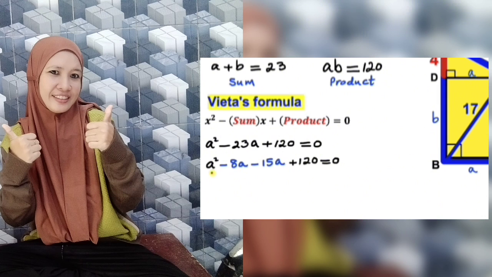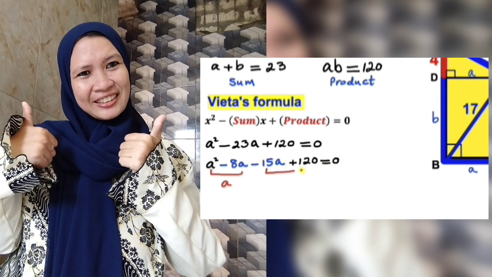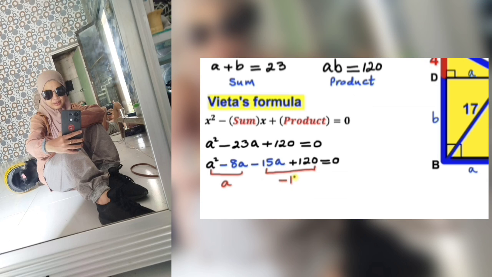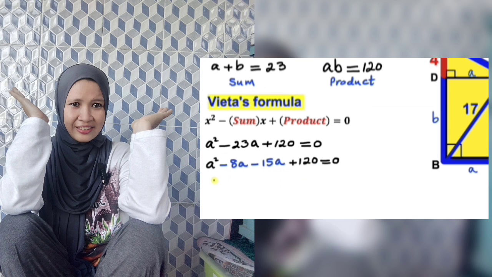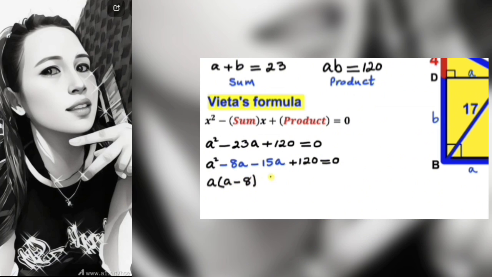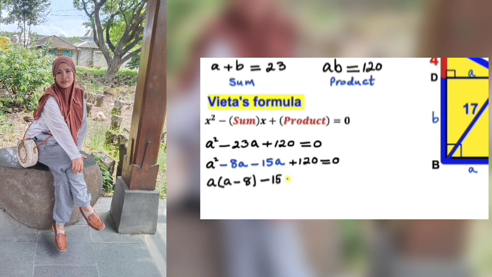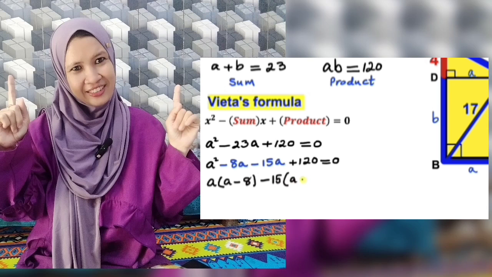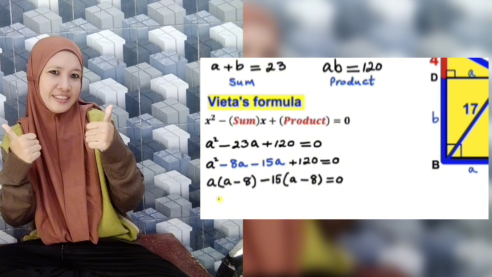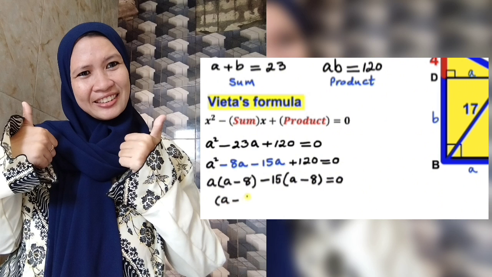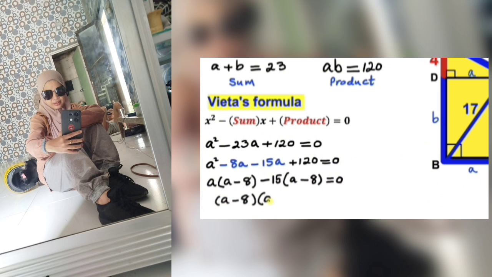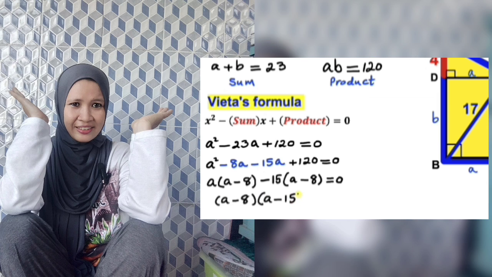As you can see in this next step, between the first two terms a is in common, and between the last two terms negative 15 is in common. So therefore I can factor out a, and we got a minus 8. Here I'm going to factor out negative 15, and we got a minus 8 equal to 0. So therefore we can write a minus 8 times a minus 15 is going to be equal to 0.